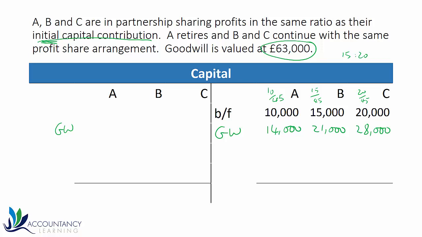So there's the 63,000 shared between the three partners before the retirement. And then on the debit side, we need to have the same 63,000, but shared in the new ratio of 15 to 20. Okay, they're keeping on with the same ratio arrangement.